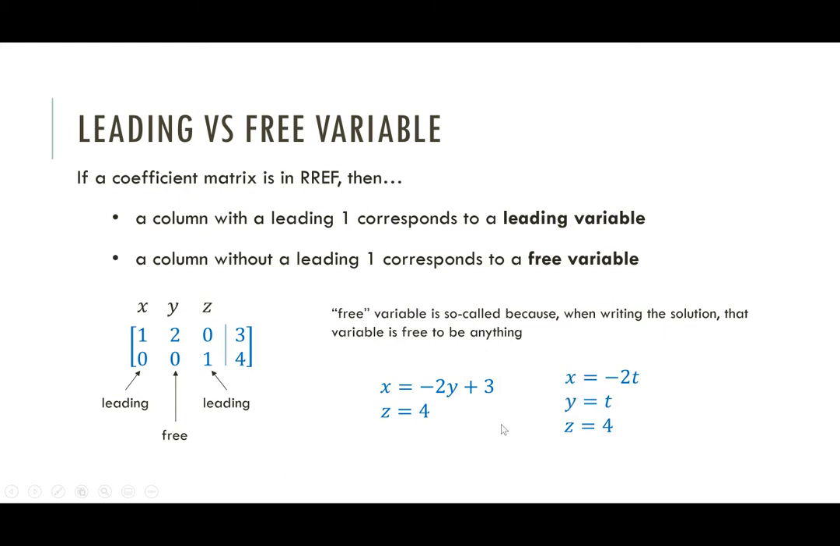The solution in parametric form is going to be x equals minus 2t plus 3, y equals t, z equals 4. As I said, the free variable y becomes a parameter, and that parameter can be anything it wants to be, any real number.